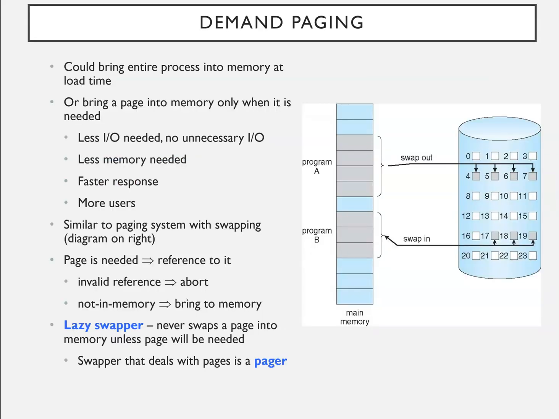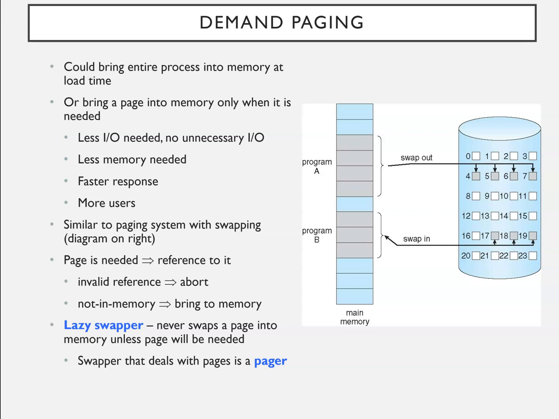So some options. Demand paging. We could bring the entire process to memory at load time, or bring a page into memory only when it's needed. There are definite efficiency differences here. In demand paging, less I/O is needed, no unnecessary I/O. It requires less memory, the response is much faster, and it can handle more users. It's similar to paging systems with swapping.